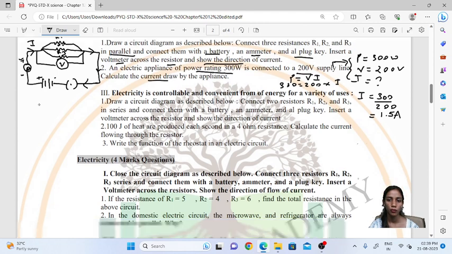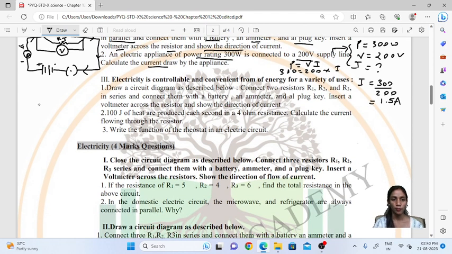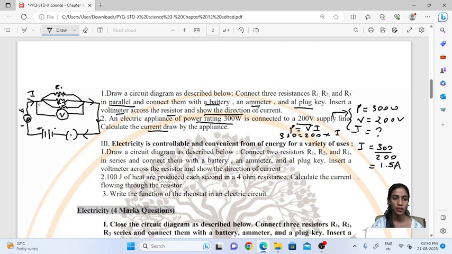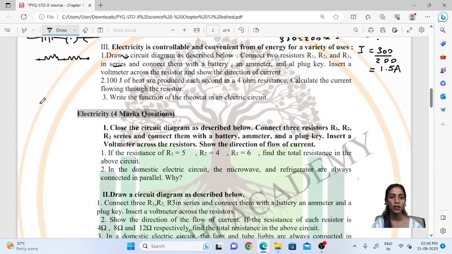Now we will be moving on to the next. Draw a circuit diagram as shown below. Connect three resistors R1, R2 and R3 in series and connect them with a battery. So this question is the same as the previous one, the only difference being that this was connected in parallel and this is connected in series. So you have to show the arrangement of the resistors, which will change. It will be this way.